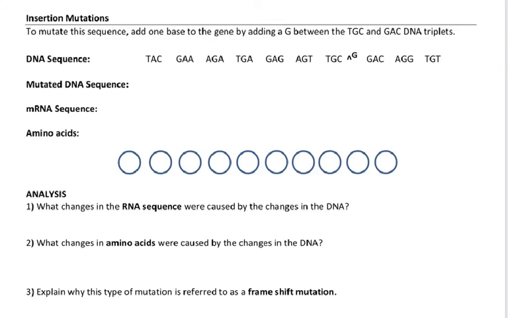We're now moving on to our frameshift mutations. Remember that these are ones where we're adding or subtracting nucleotides on the DNA molecule. The first one we'll study is insertion mutations. It reads, to mutate the sequence, add one base to the gene by adding a G between the TGC and the GAC DNA triplets.